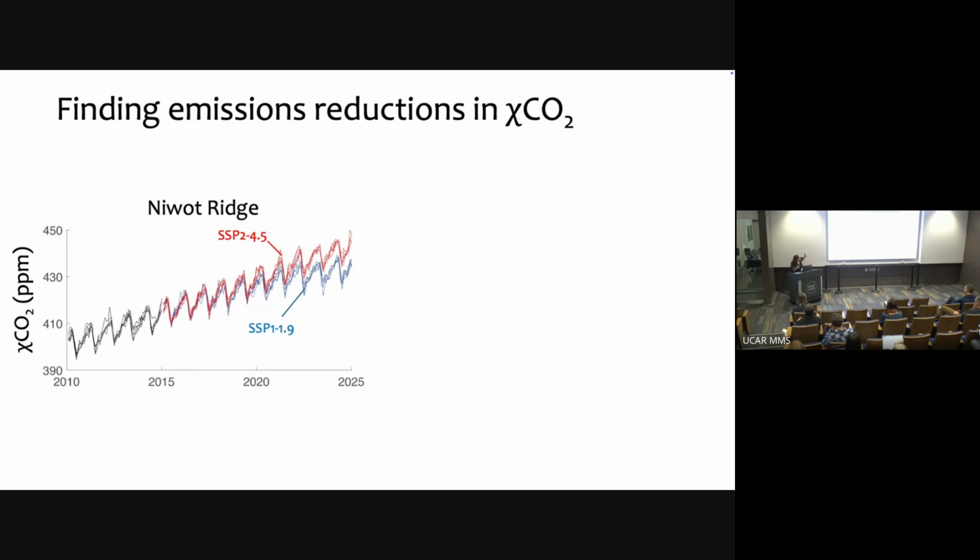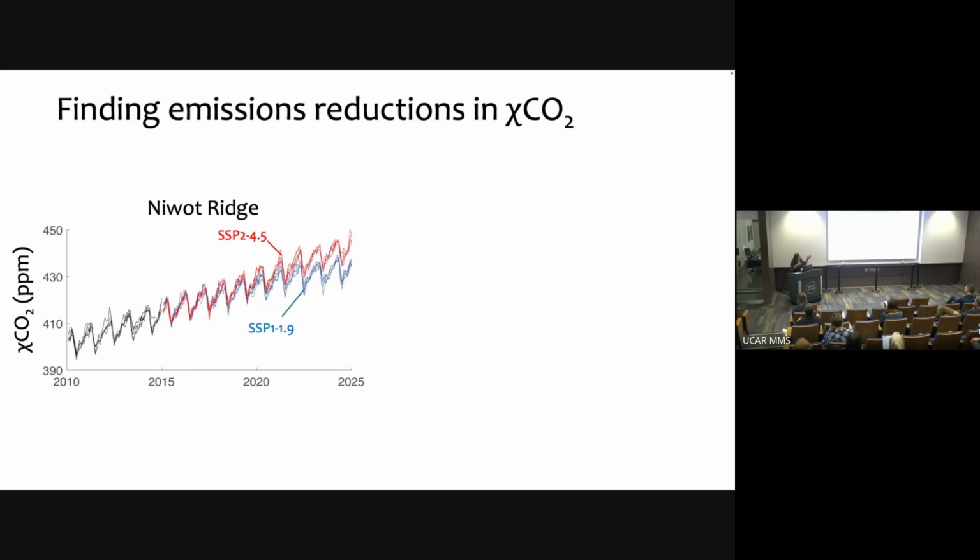So what you're looking at here is just at Niwot Ridge, which is one of the sites right over there, the model estimated mixing ratio of CO2 at that location. I've subsampled the model right at the grid cell that corresponds to Niwot Ridge. Here we're looking at the 5 ensemble members historically in black from CESM HOPE from 2010 to 2015, and then the projections of what that mixing ratio might look like in the model under SSP 245 and SSP 119. And it's very subtle, right?